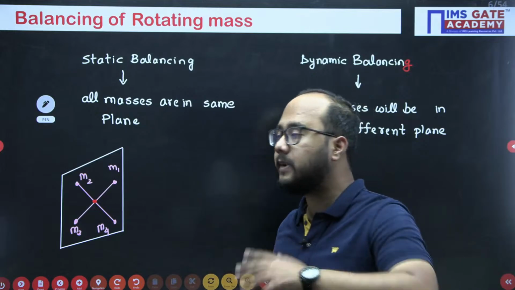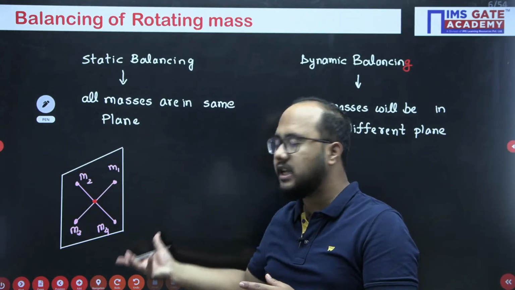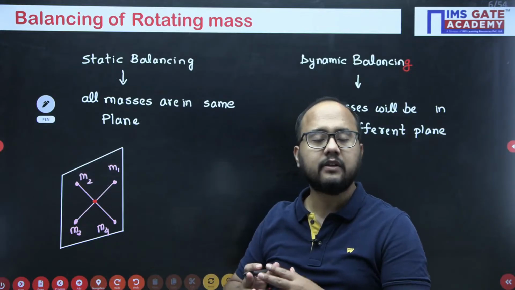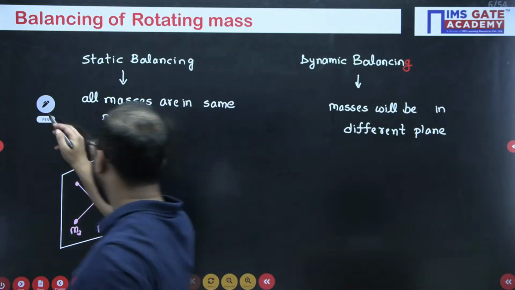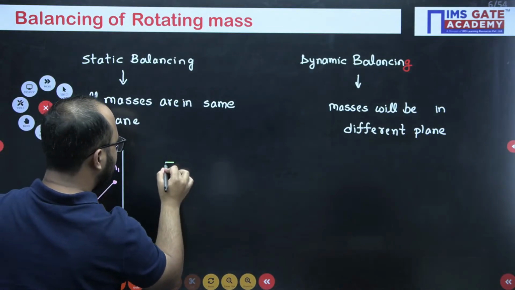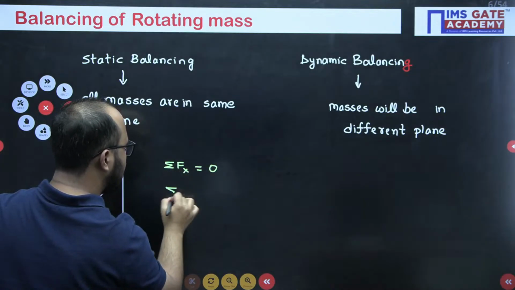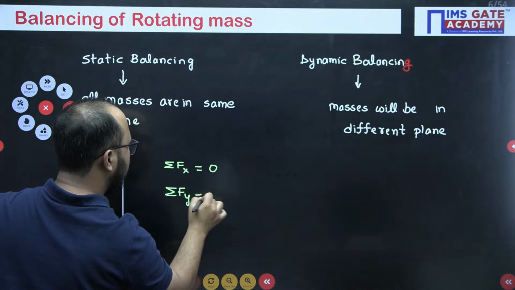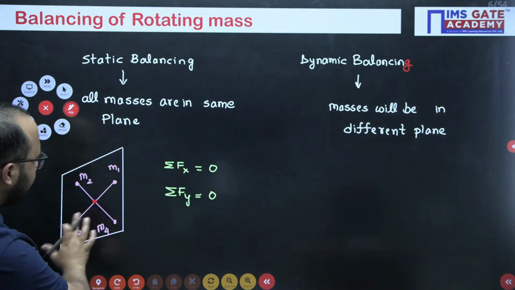So when all the masses are in the same plane, we can easily say that we only have to do the force equilibrium. There will not be any moment. So what are the equations that we need to apply here? Summation of the forces along the horizontal direction and summation of the forces along the vertical direction. These are the two equations that we need to follow here, as all the masses are in the same plane.